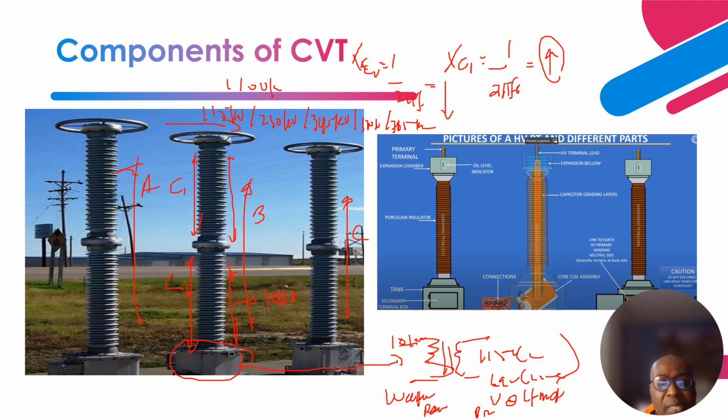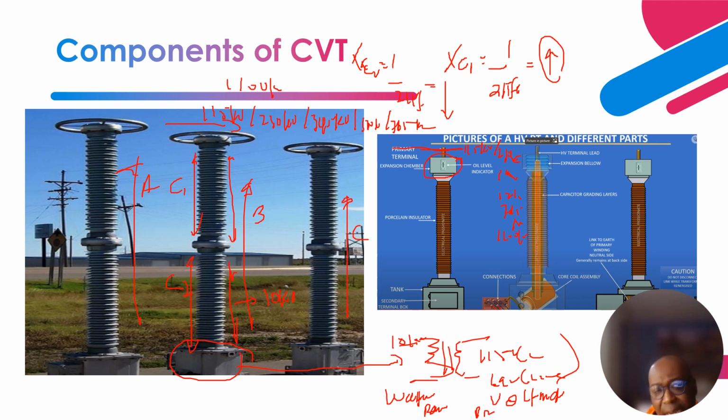Basically this is the primary terminal, right? So this is where your 115 kV comes in, your 230 kV comes in, 345 kV comes in, 500 kV comes in, 765 kV comes in, and 1100 kV comes in. So your transmission lines are connected here. And remember, I told you that they are connected in single phase, right? So this is phase A, phase B, phase C.